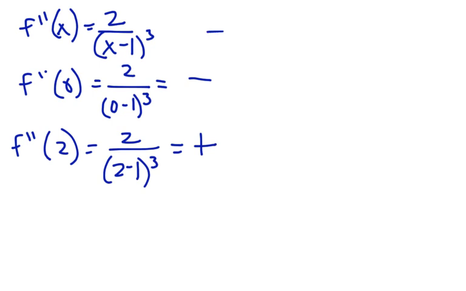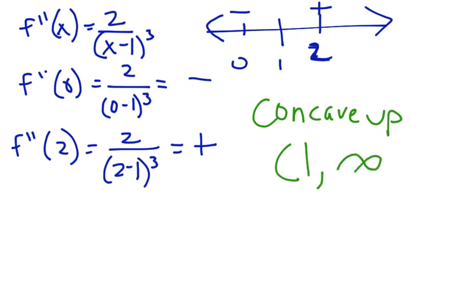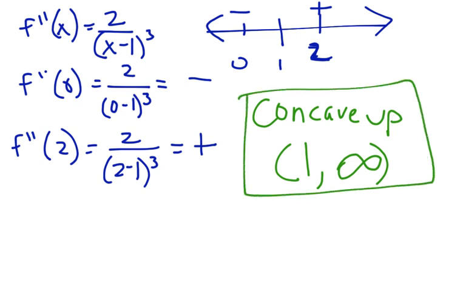So, on my number line, 1 was the place where it was undefined. At 0, I'm negative, and at 2, I'm positive, which means that I am concave up, which is what they asked me to find, on the interval starting at 1 going on toward infinity. And it wanted open intervals, so we don't include any of the endpoints here. That's the answer. Okay.